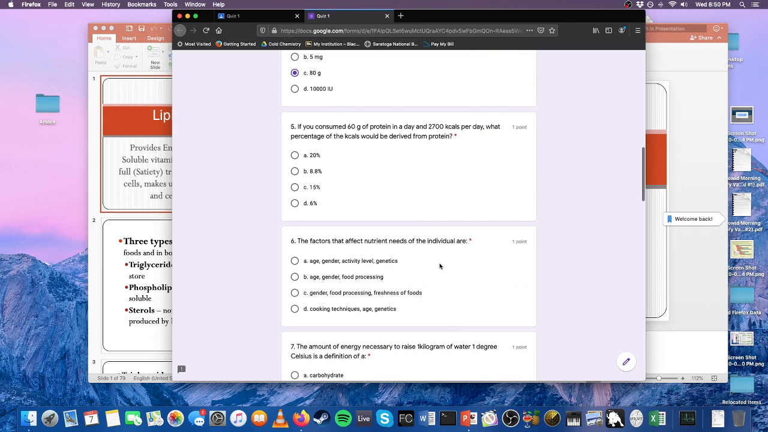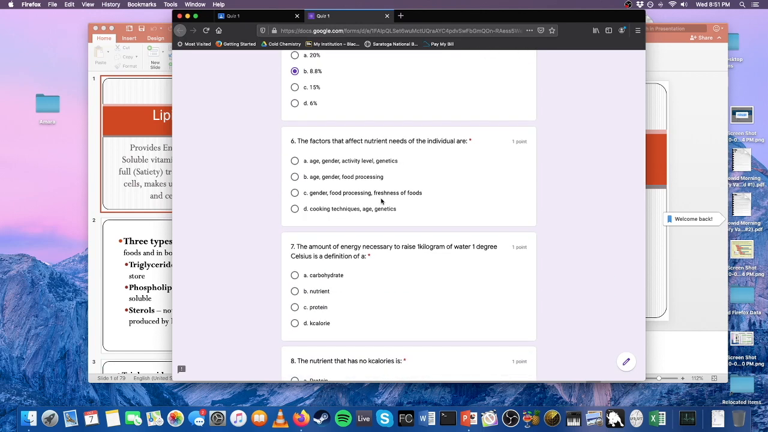Question 5. If you consumed 60 grams of protein in a day and 2,700 calories in that day, what percentage of your calories are derived from protein? So you have 60 grams of protein. You know that protein has 4 calories per gram, and so you multiply 60 times 4, you get 240, and then 240 divided by 2,700 is 0.088. If you multiply that by 100, it gives you 8.8%.